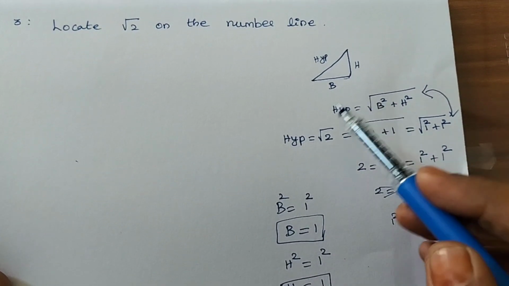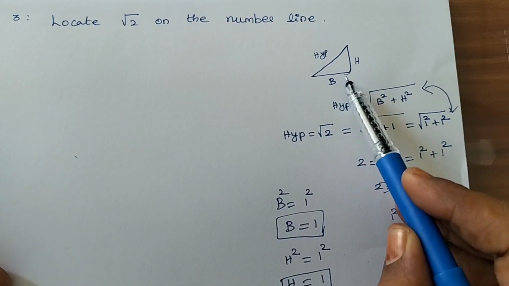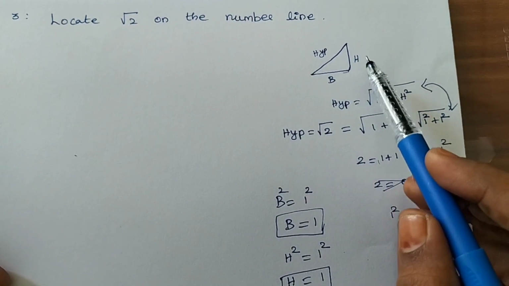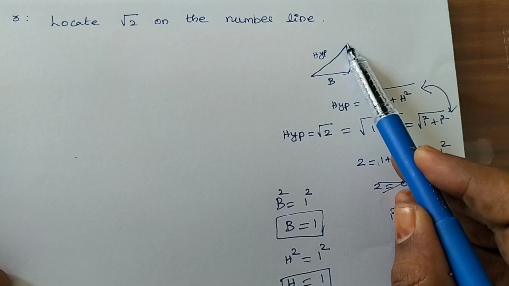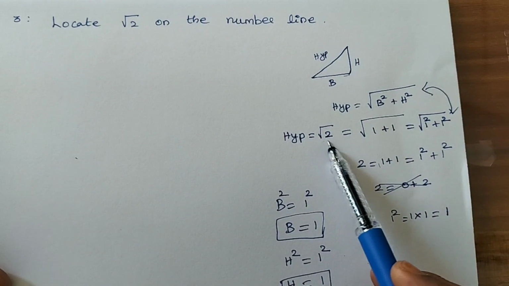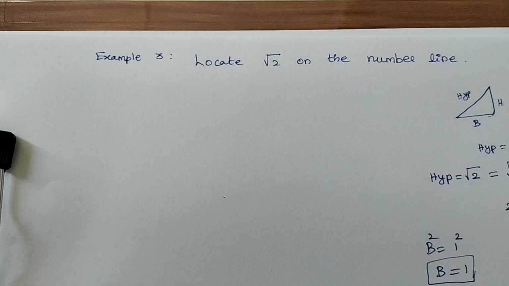Using this, I am going to draw a line with base equal to 1 and height equal to 1. Once I have drawn this, I can join this point and this point, and that value is definitely equal to root 2, what I have mentioned here. So that is what I am going to do now.